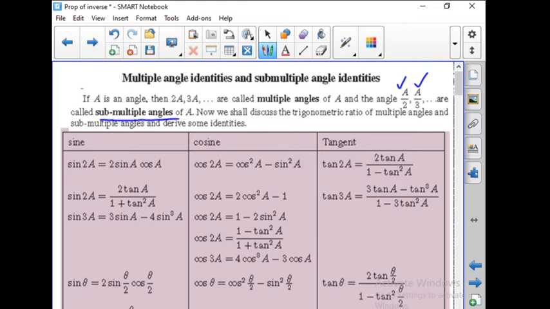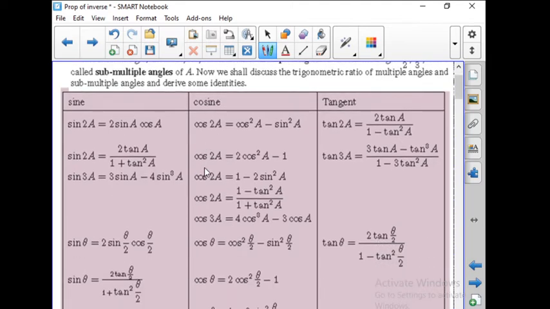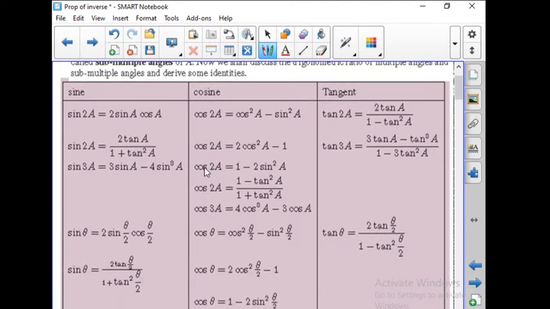So here we are having a table. This is a summary given at the end of the chapter in your book. The first column gives you the sine formula. For sine, the first two identities are double angle identities. The third one is a triple angle identity. And the last two are submultiple angle identities.